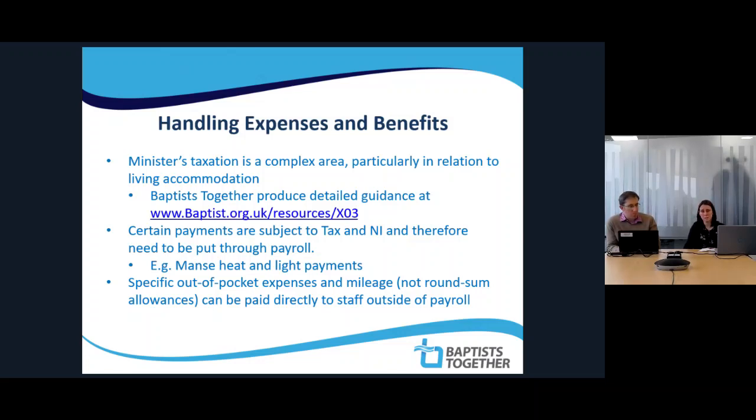They have to fill in a specific amount of how many miles they've done, etc. If you give a round sum allowance, say, as Karen says, £50, that's likely to be a taxable benefit. If they claim mileage for 100 miles, 45p a mile, £45, that's a reimbursement of cost. There is no tax implications of that.